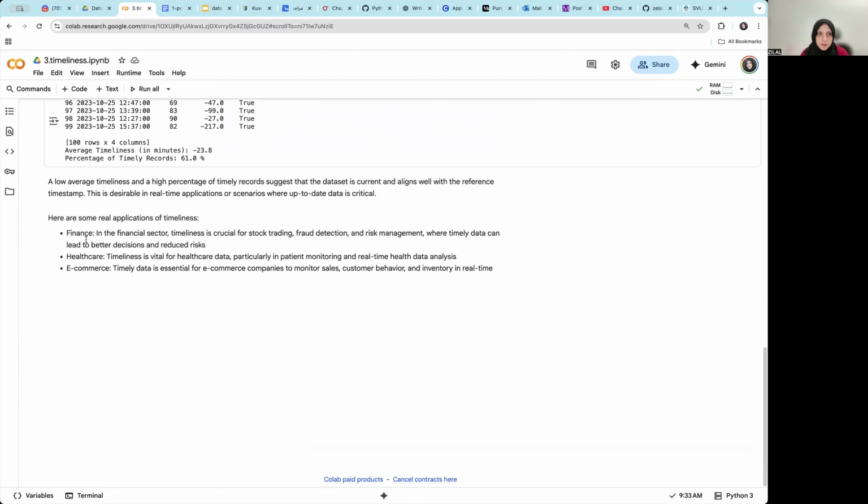For example, finance. In the financial sector, timeliness is crucial for stock trading and fraud detection. And in healthcare, it is very vital for healthcare data, particularly in patient monitoring and real-time health data analysis. And of course, in e-commerce, timely data is essential for e-commerce companies to monitor sales, customer behavior, and so on.